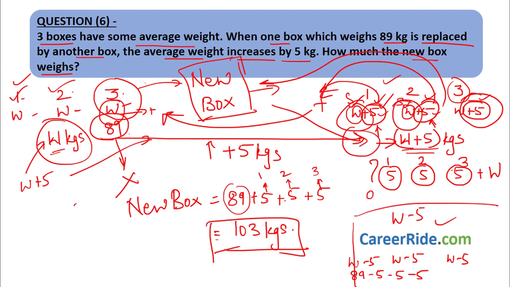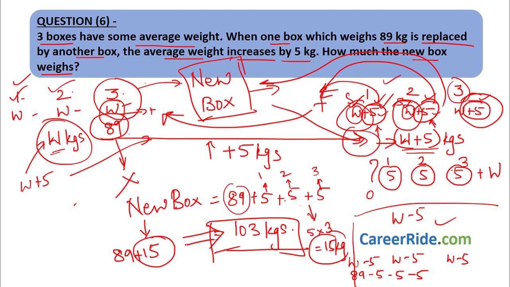Now, over here what we have written? We have written plus 5, plus 5, plus 5. We can write it like this also. 5 kg increase for one box. For 3 boxes, how much increase is there? 5 kg into 3 boxes, that is 15, right? 15 kg increase should be there. So the weight of the new box should be 89 plus 15, that is nothing but 103 kg. Both are the same, right? But remember how we expressed it, because in some numericals you might have to calculate using this way, in some using that way.